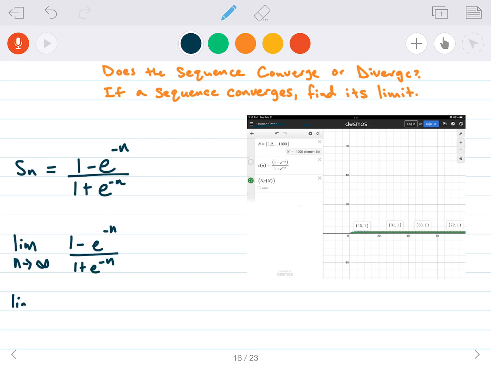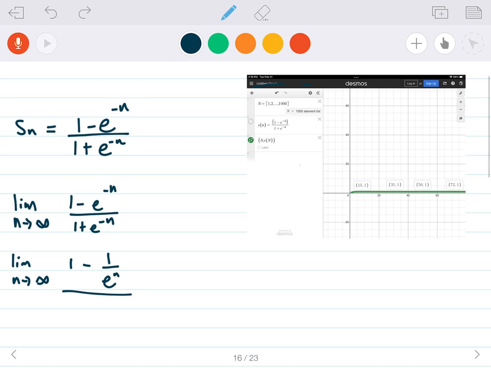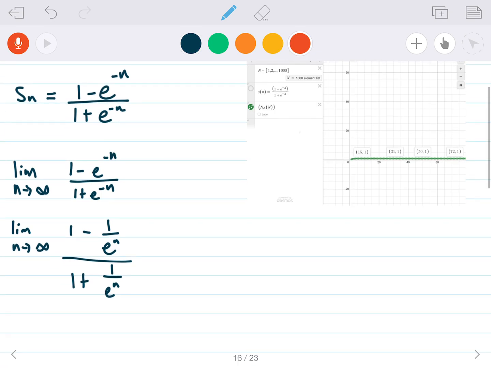Now I can rewrite this as 1 minus 1 over e to the positive n, using exponent rules, over 1 plus, again using the rules of exponents, I can bring that negative n to the bottom. Now, when I plug in infinity for n, I get 1 minus 1 over e to the infinity, which is just infinity, over 1 plus 1 over e to the infinity, again, is infinity.